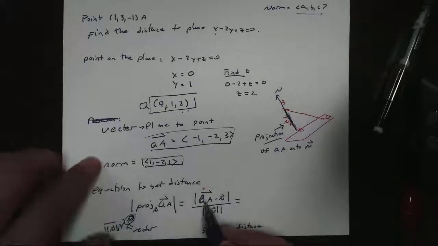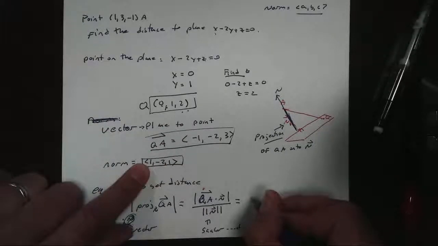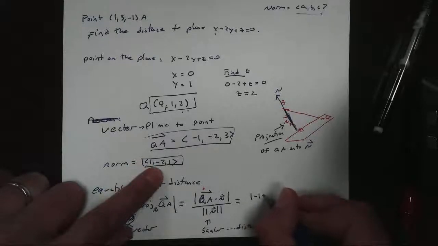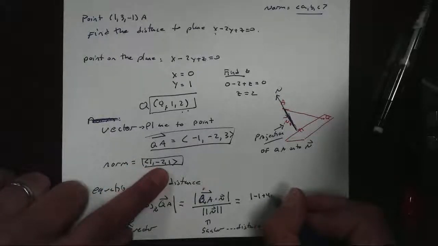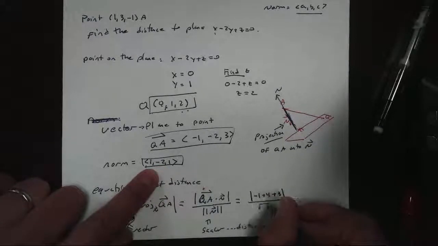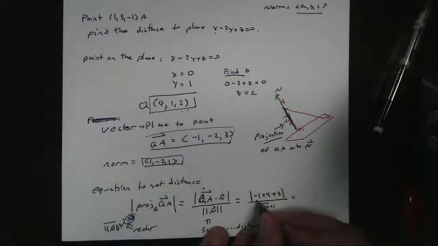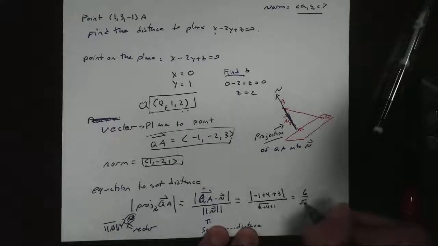And so let's go ahead and do that. We take the dot product of QA and N, and that's going to give me the magnitude of negative 1 plus 4 plus 3, divided by the magnitude of n, which is the square root of 1 plus 4 plus 1. On top here we're going to wind up with 6 divided by the square root of 6, or root 6. And this would be the distance.